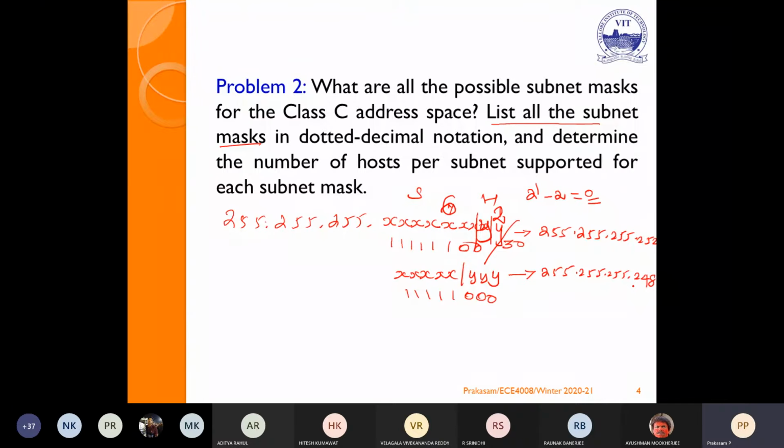Five ones, 3 zeros. Okay, 248. So next, I am allocating 4 for subnet, 4 for host. So 4 for subnet, 4 for host, 11110000. So what is the equivalent for this? 240.